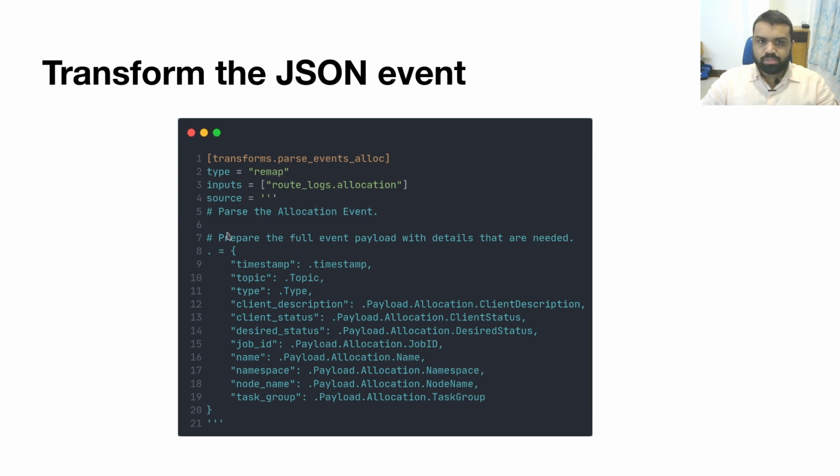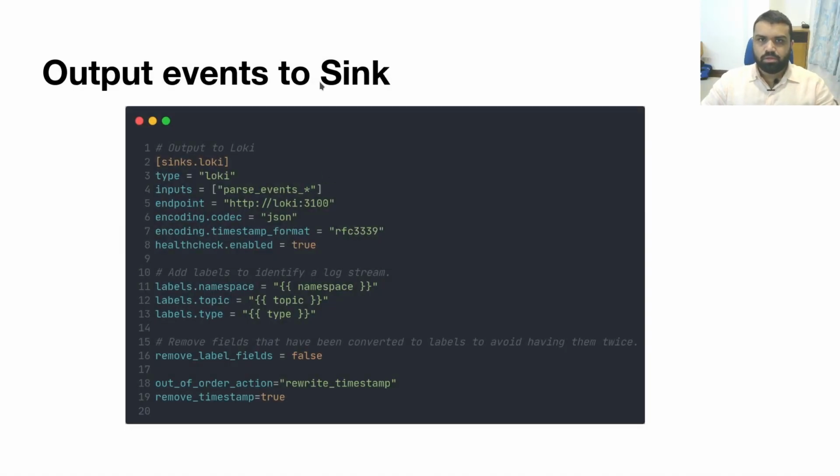This is a basic example of using VRL, Vector Remap Language, where we take certain keys as they are, like topic, type, timestamp. But this is an allocation type event, so we only really need a handful of keys in allocation. So we are just mentioning whatever we need, and then we are creating this final JSON object out of it. For each event sent to this API server, Vector will do this modification.